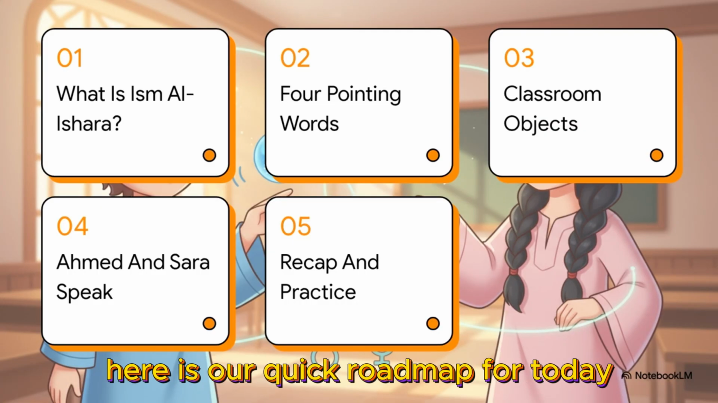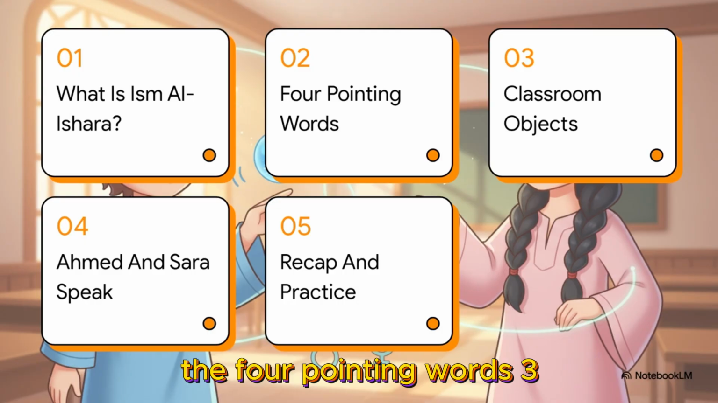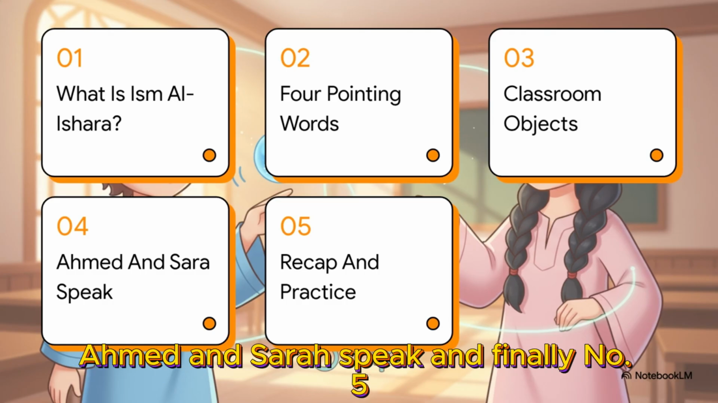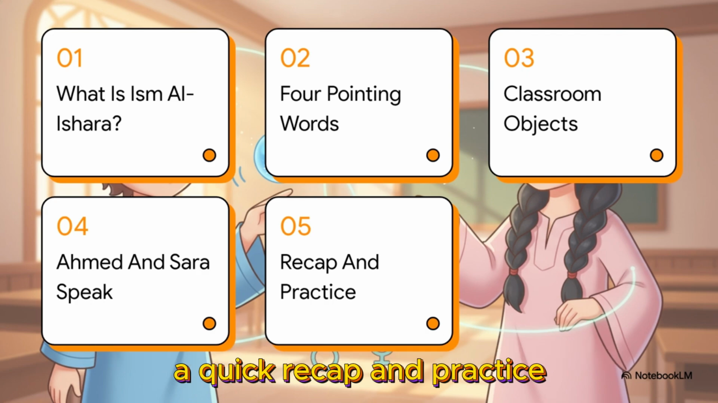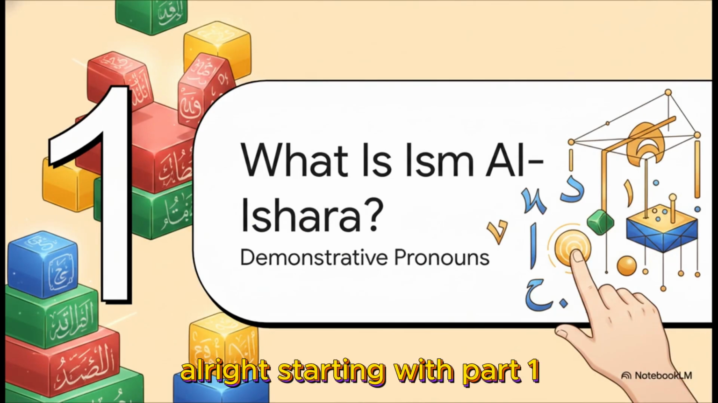Here is our quick roadmap for today. Number 1, what is Ism al-Ishaarah? Number 2, the 4 pointing words. 3, classroom objects in action. 4, Ahmed and Sarah speak. And finally, number 5, a quick recap and practice. All right, starting with part 1.